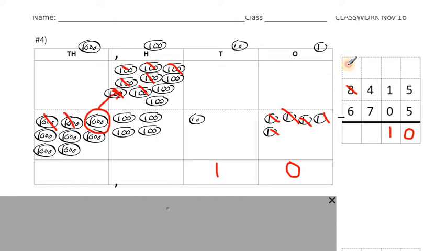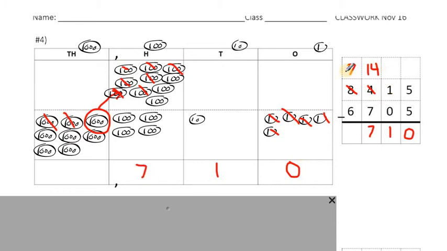This 8,000 gives up 1,000, and now it's really 7,000. And that 1,000 moves over here to the hundreds place as 10 hundreds. So there's 10 hundreds, and this 4 gets added to that, and now that's 14. So 14 minus 7 is 7.